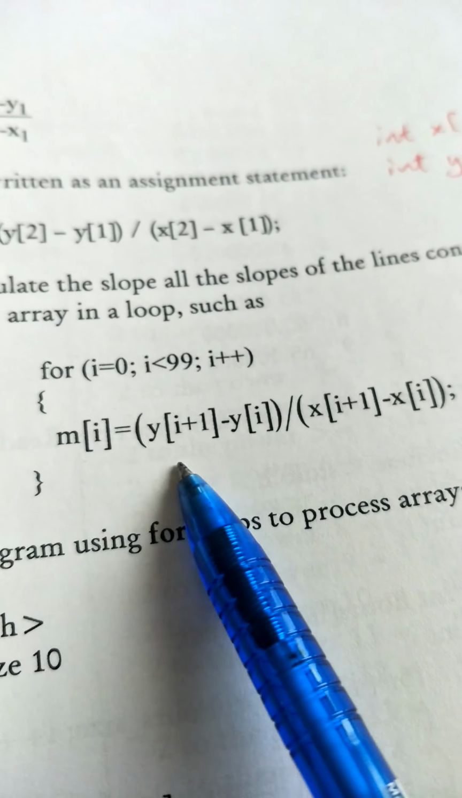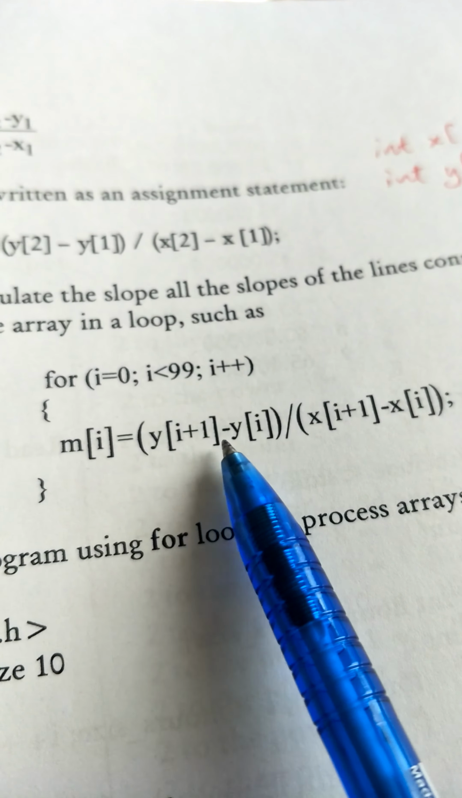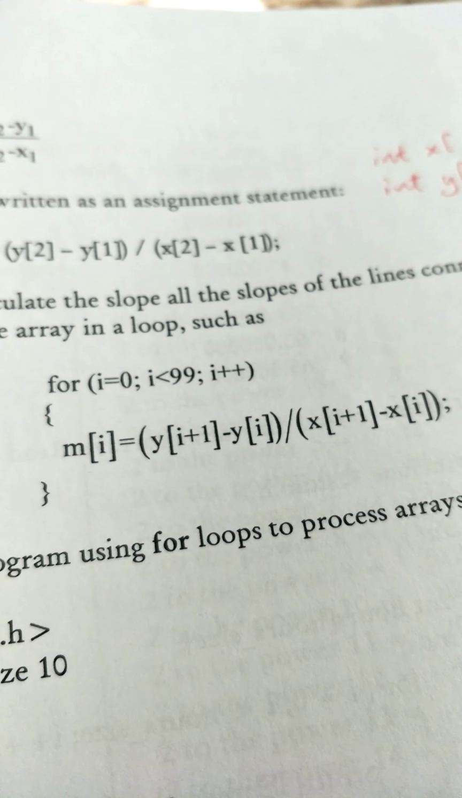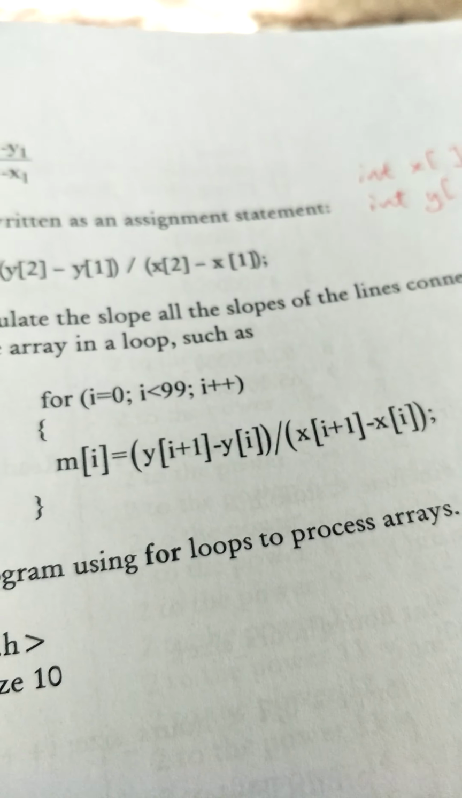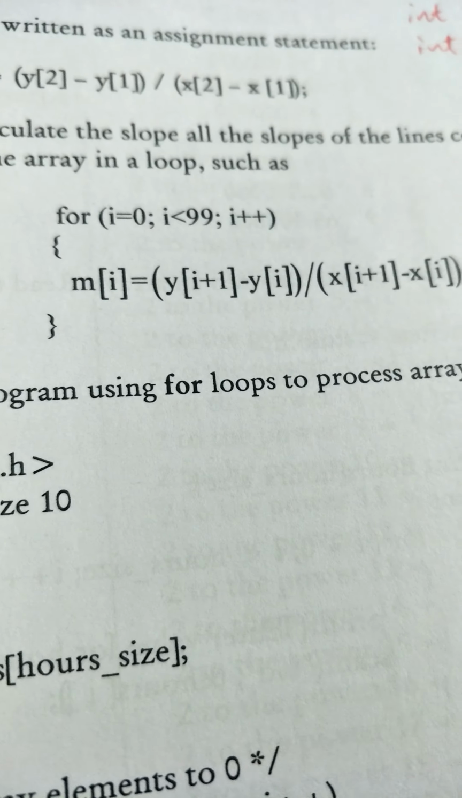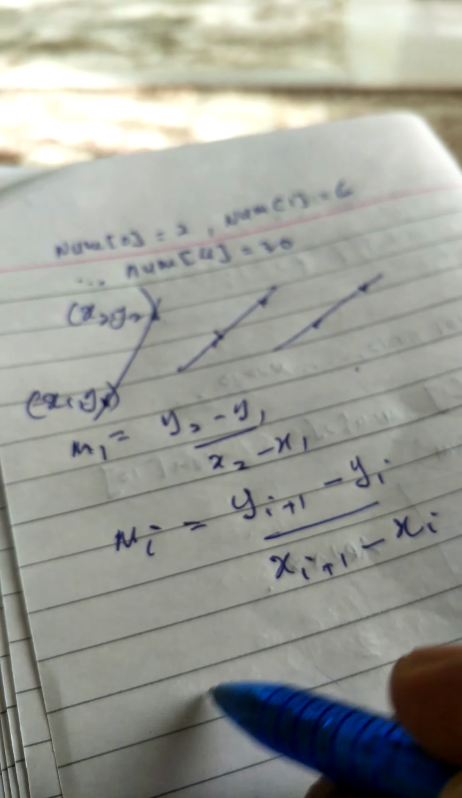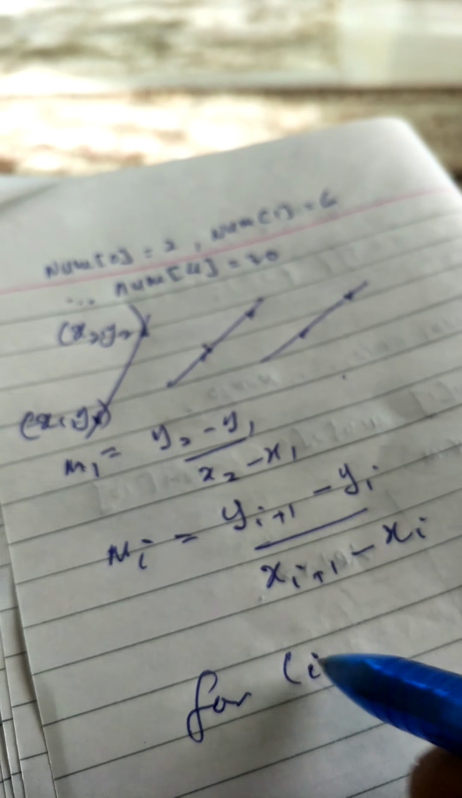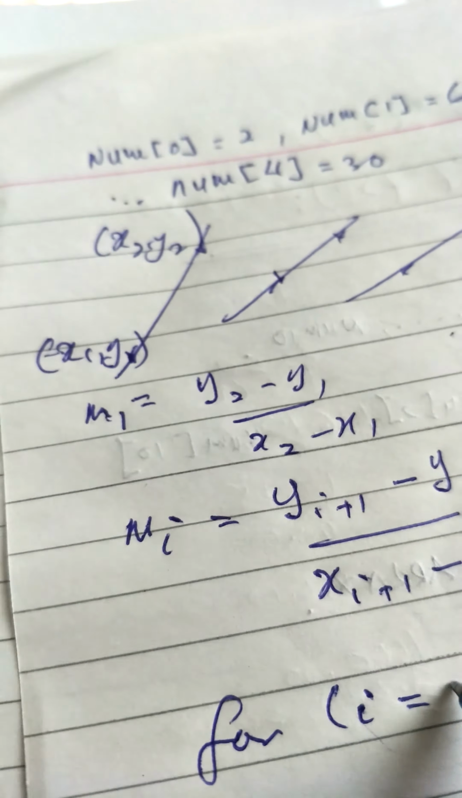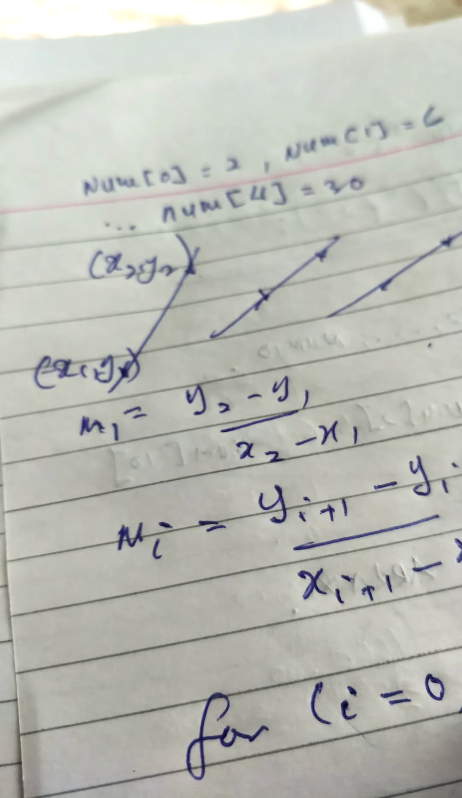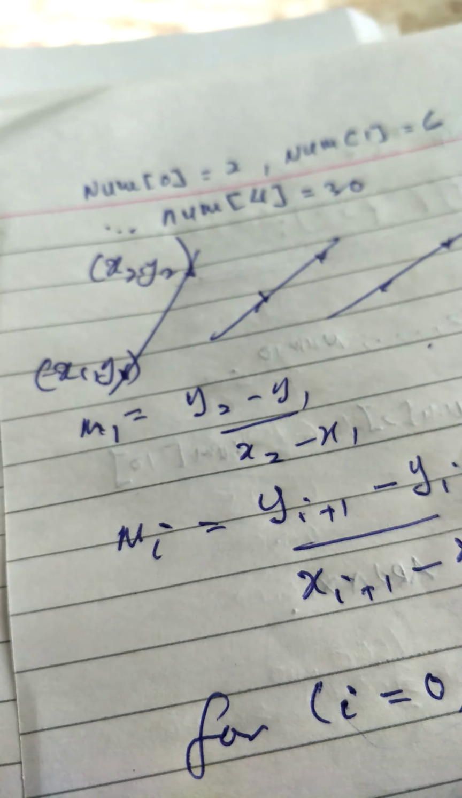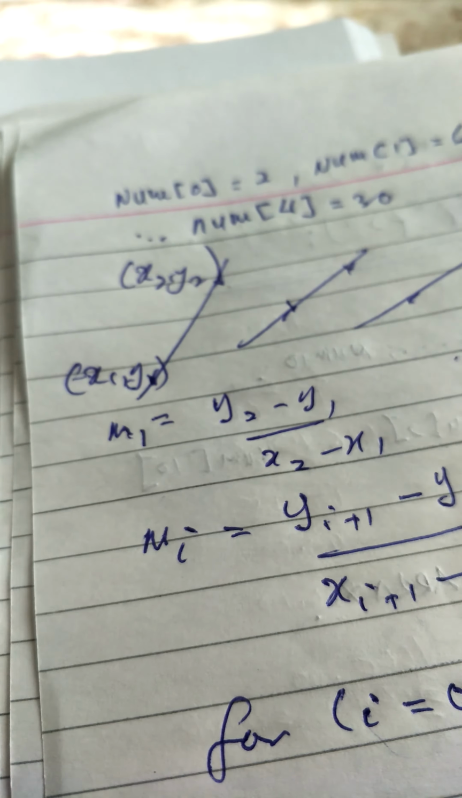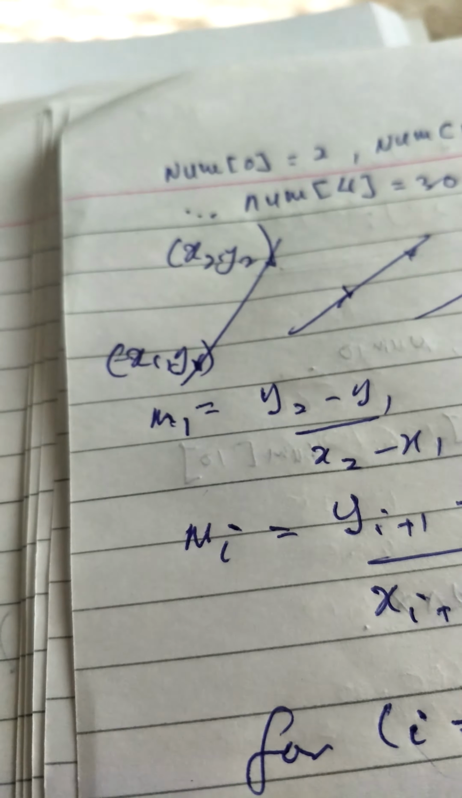So where does this yi come from? Where does this value come from? You can give that value. How to give that value? You can use initialization. So you can initialize the values of x and y. So I can do it like this: for i equal to 0, i less than or equal to 99, i plus plus.